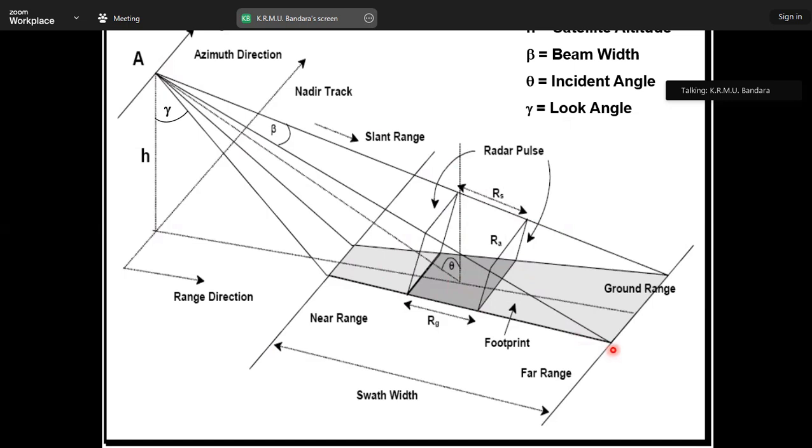You are using the perpendicular line to the ground, the vertical line to the ground. This is the incident angle in the far range. This is the incident angle in the near range if you are using the perpendicular line here. The far range incident angle is larger than this one. The incident angle theta is increasing from near range to far range.